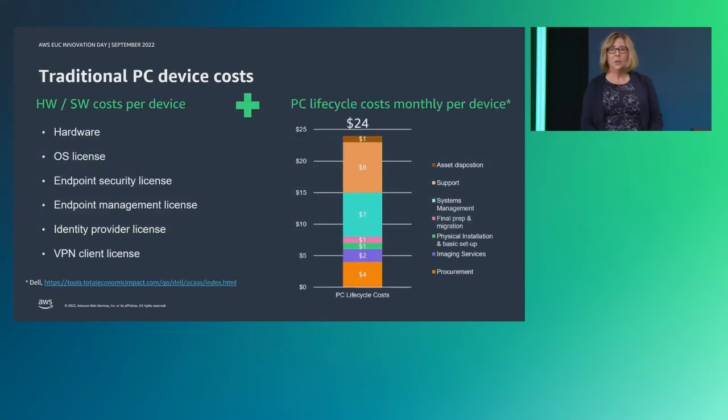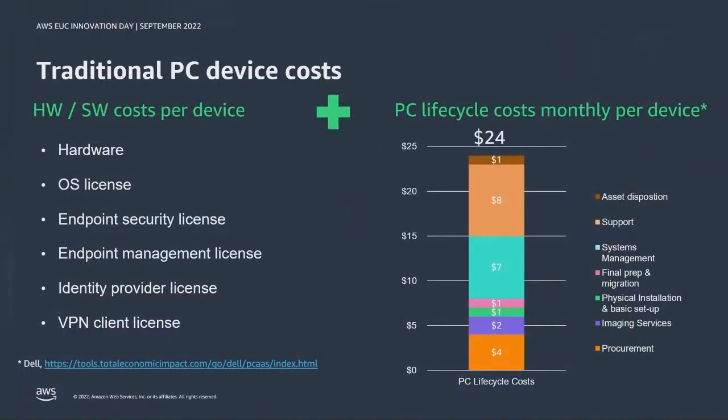And then when you look at the traditional PC device costs, as we know, the device hardware and software is just half of the financial equation. The other half is consumed by typical PC lifecycle management costs, such as procurement or imaging, deployment, systems management, and end user support. And so taking a look at the graph on the right from Dell, we see that typical PC lifecycle costs are roughly $24 per month per device, with more than 50% of that cost tied up in systems management and support.